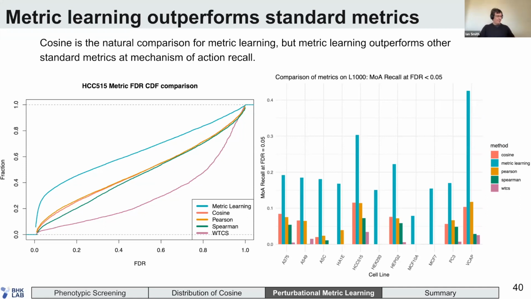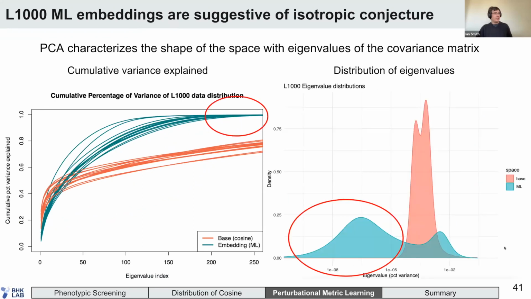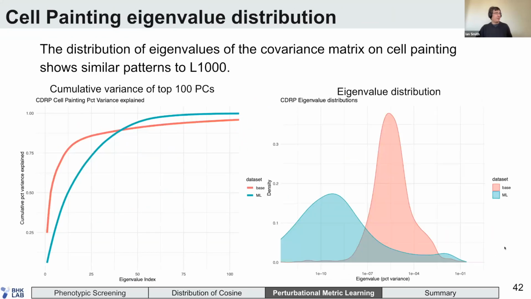We compared metric learning to cosine for all these results because it was kind of the natural null model. But I wanted to highlight that metric learning outperforms many of the other standard metrics like Pearson, Spearman, and a GSEA-based method, weighted CS, that, yeah, in essentially every cell line we looked at, metric learning has superior performance for mechanism of action recall. I'm going to skip the discussion of the eigenvalues.